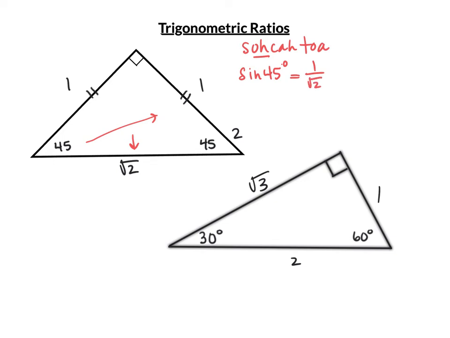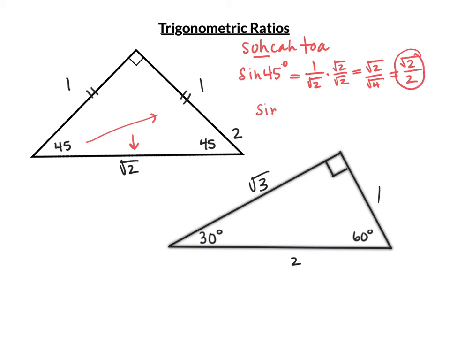Reminder, we don't normally leave a root in the denominator. If there's a root in the denominator, we rationalize the denominator. To do that, we take the root in the denominator and we multiply by root 2 over root 2. Whatever the root is in the denominator, make a 1 out of it, and then multiply straight across. 1 times root 2 is root 2. Root 2 times root 2 is root 4, but the square root of 4 is 2. The goal is to make a whole number or an integer in the denominator. So the sine of 45 as an exact value is root 2 over 2.